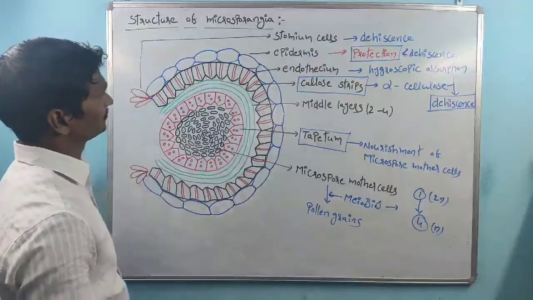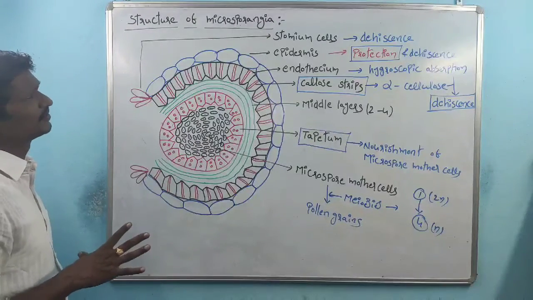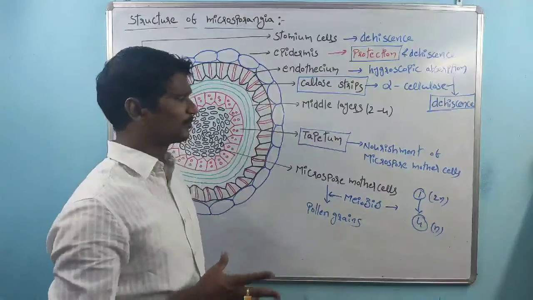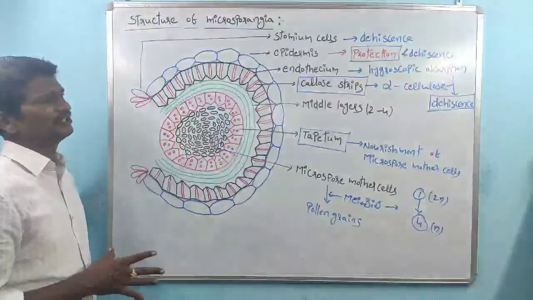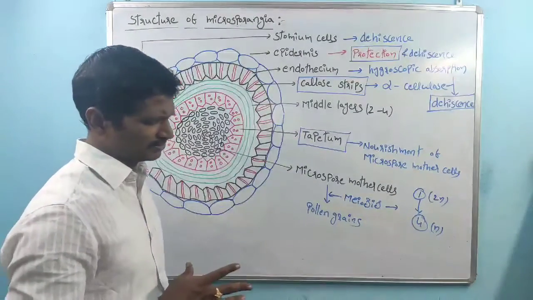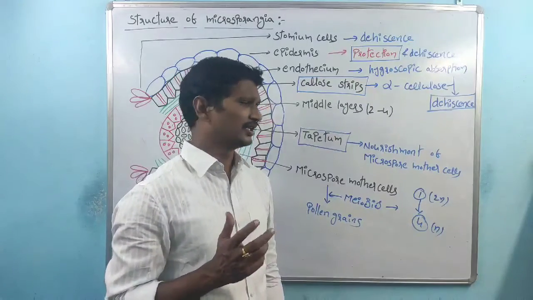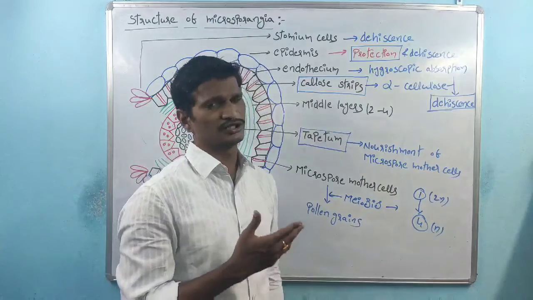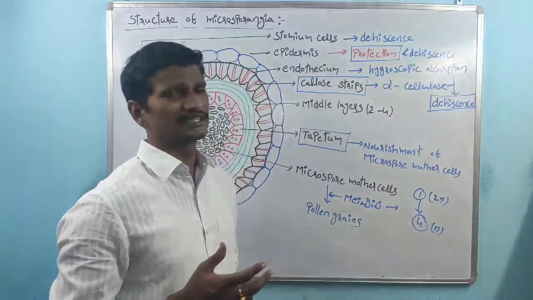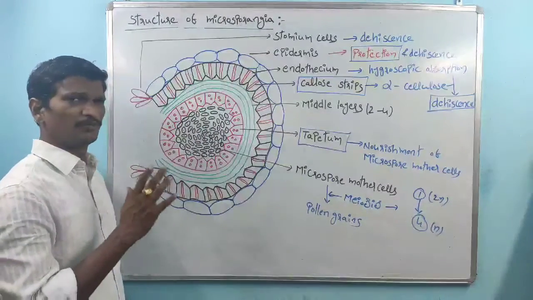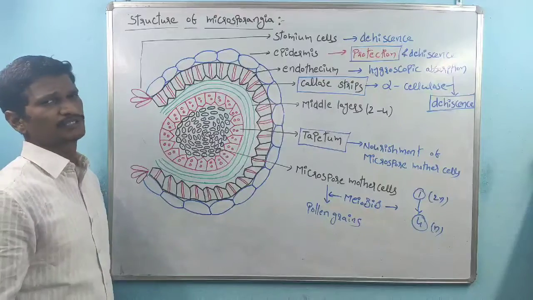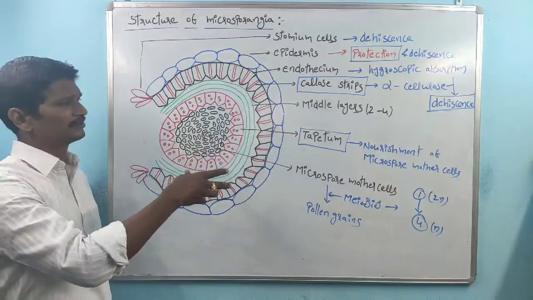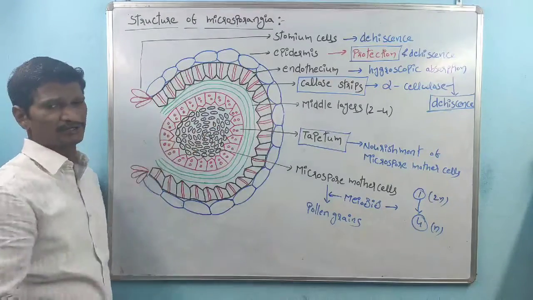That is the basic discussion regarding the structure of the microsporangia. One by one we will discuss each part of the microsporangia. This is a very important topic. In the state examination, this is a very important question for 8 marks. In the NEET examination point of view, this is one of the important areas, and most of the bits are given from this area. So we'll discuss the microsporangia part by part.